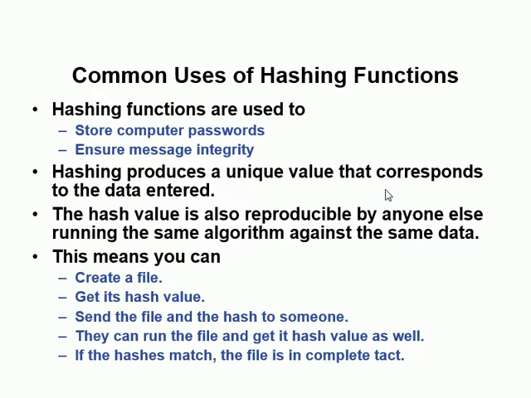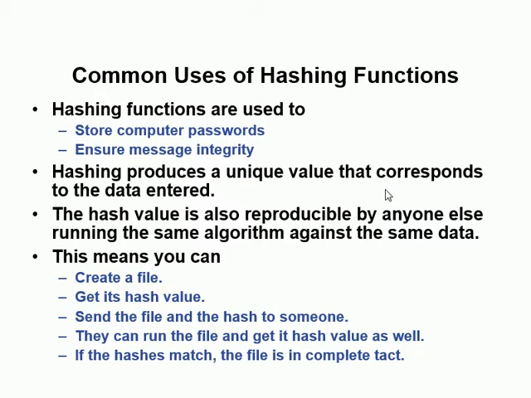So that's one usage. The second usage is to ensure message integrity, which is what I talked about in the previous presentation when I showed you a message for that credit card company that I modified a couple words. And if the credit card company was smart and they did an MD5 hash, they would be able to tell that I had changed the original document because the hash would not match. So it produces a unique value that corresponds to the data that's been entered. So that's where we get that signature, and that's what they're talking about there.